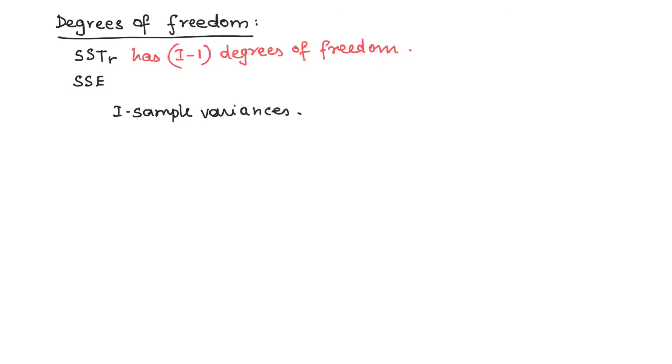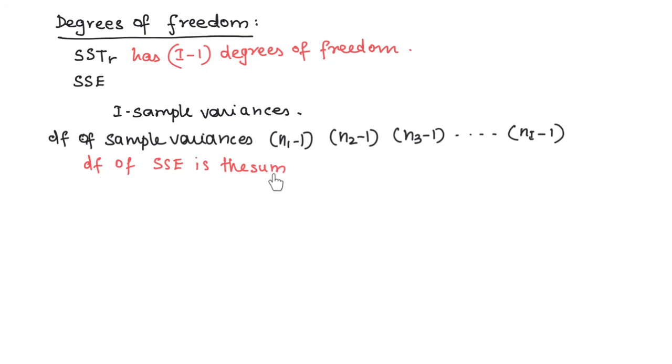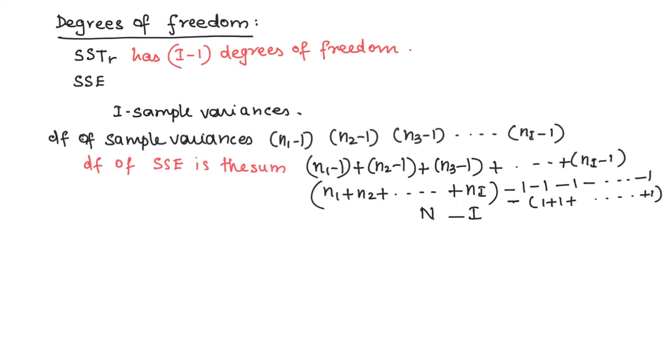Degrees of freedom. The sums of squares SSTR and SSE have different degrees of freedom. SSTR involves the deviation of I sample means around the grand mean, so SSTR has I minus 1 degrees of freedom. SSE involves the I sample variances. The degrees of freedom for the sample variances are n1 minus 1, n2 minus 1, up to ni minus 1. The degrees of freedom of SSE is the sum of these.